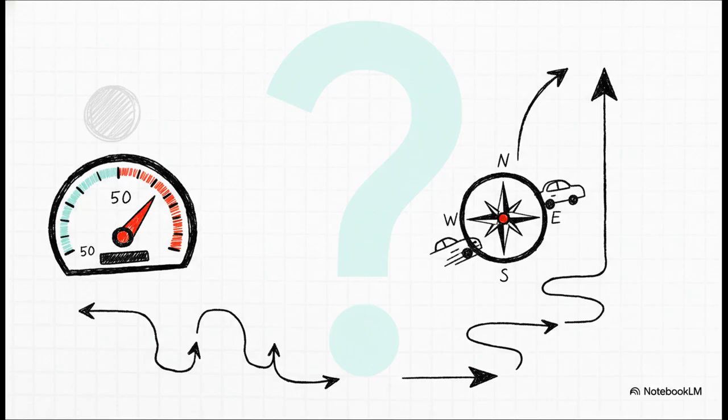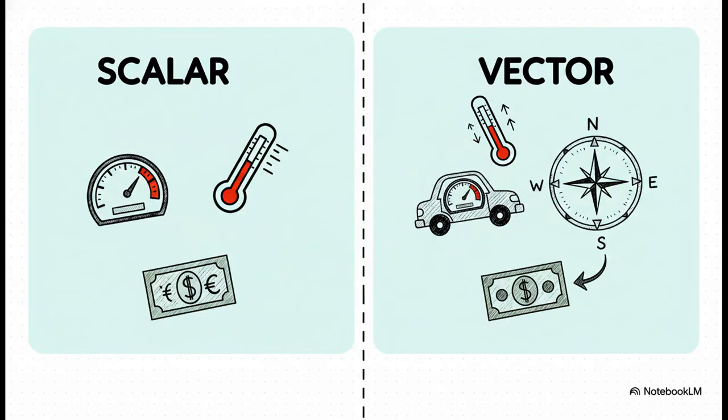It's huge. And here it is, laid out plain and simple. On the left, a scalar. It's just a number. 50 miles per hour, 20 degrees Celsius. Super simple, right? But on the right, a vector adds that one crucial piece of information, direction. 50 miles per hour times north. That's not speed anymore, that's velocity. And believe me, that one little distinction, it changes everything.